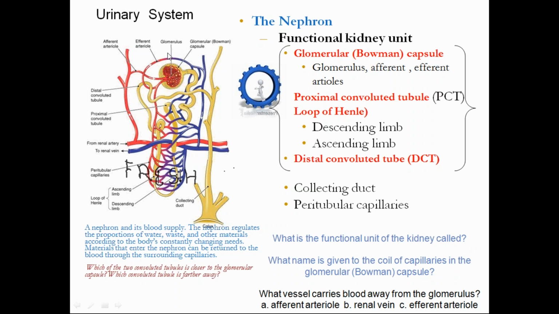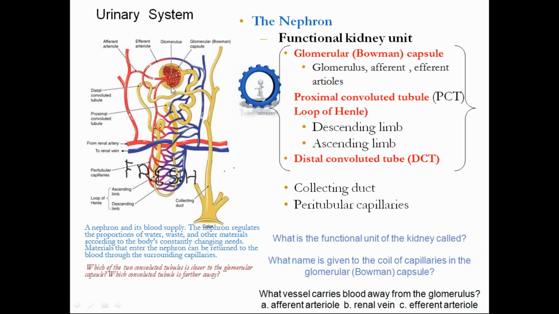Glomerulus is singular, but in plural we call glomeruli. Everything that ends in I in Latin is plural. All right, so this glomerulus is surrounded by a structure called the Bowman's capsule. You can see here the Bowman's capsule.